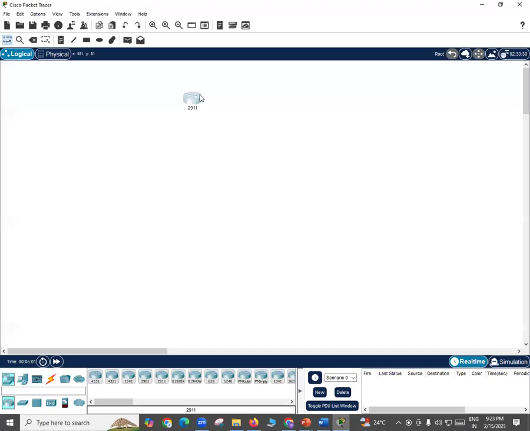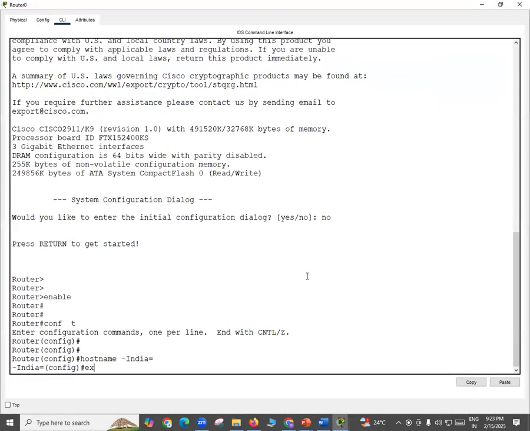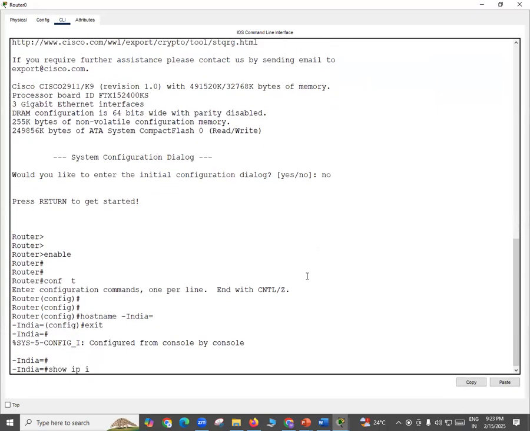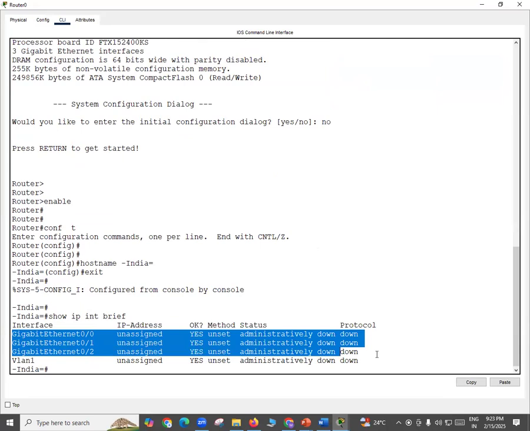If I just go back to this router here, and if I say a command like show IP interface brief, can you see here? The same interfaces are available here. GE 0/0, GE 0/1, GE 0/2.